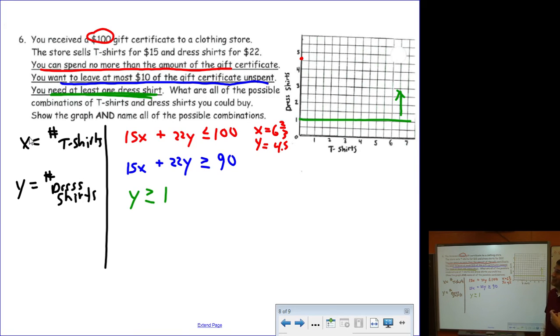12/22, or 6/11. And the x-intercept is at 6 2/3, which is about right there.